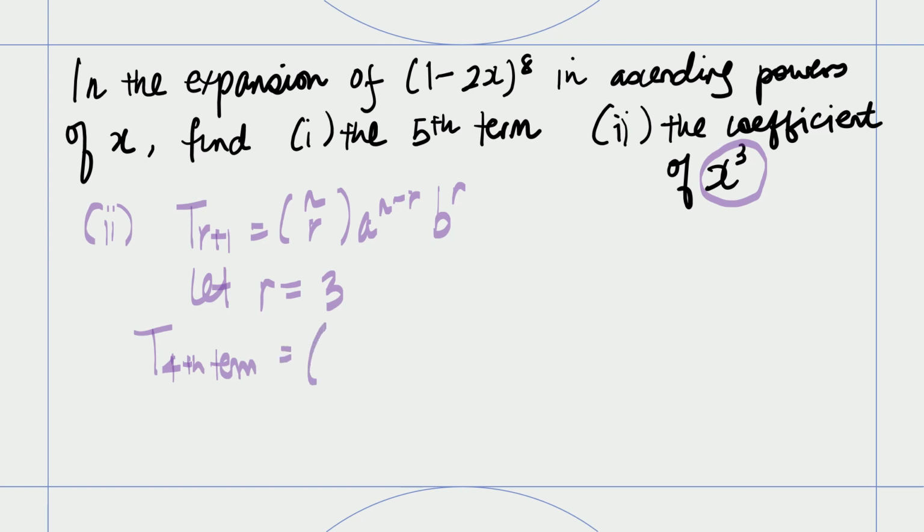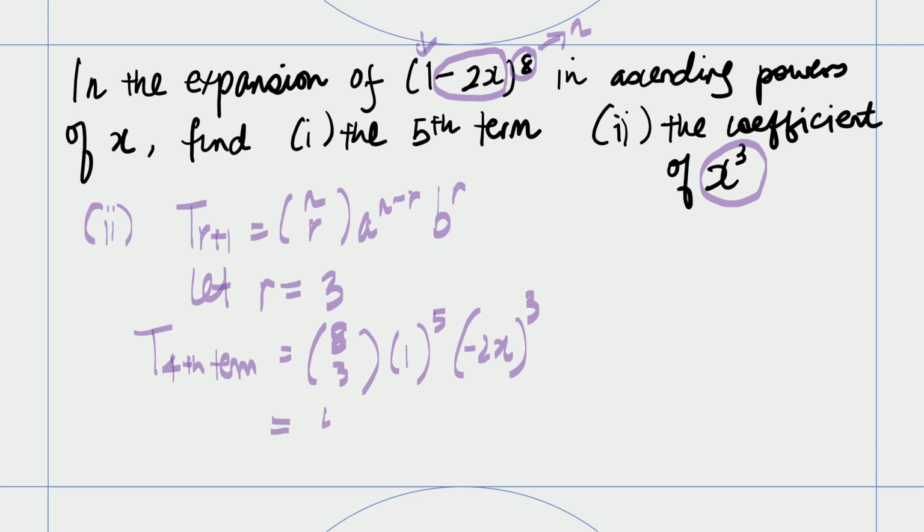So n is 8. This is the value of n, 8. r is 3. This is your a, which is 1. So 8 minus 3 is 5. This guy here is your value, you can substitute for the letter b. So bracket negative 2x to the power of 3. Alright, so if you use a calculator, 8C3 is just 8 shift nCr 3, and that gives you 56. 1 to the power of 5 is 1. This one will give you bracket negative 2 to the power of 3, x to the power of 3.